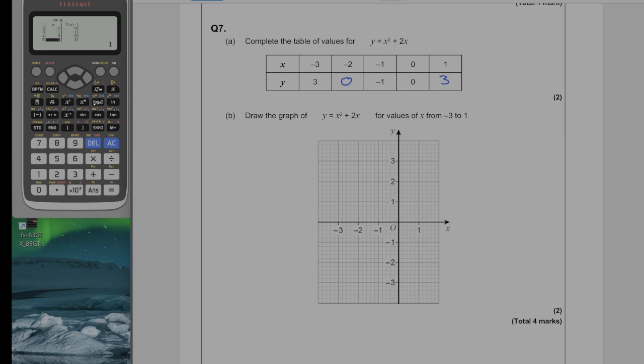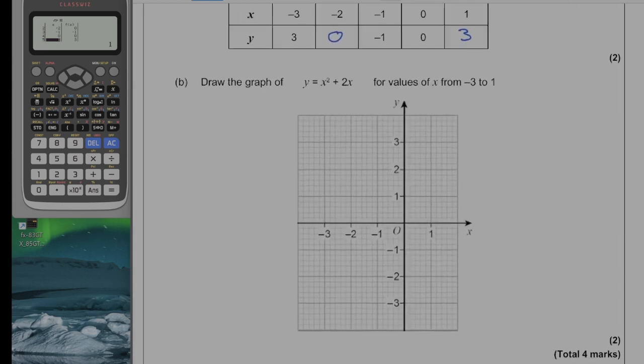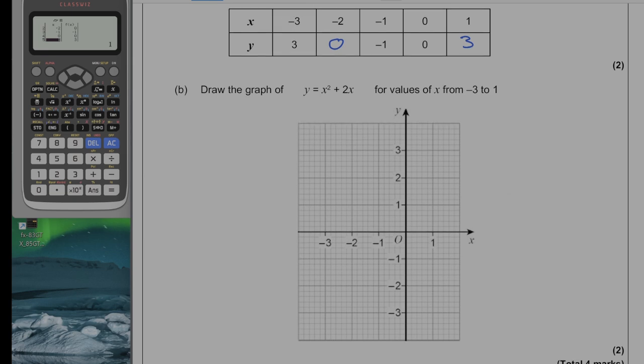Draw the graph for the values. So I'm going to make that slightly bigger just so I can do the coordinates. So -3, 3, -2, 0, -1, -1, 0, 0. Oh, I've gone completely out there. -1, -1, 0, 0, then 1, 3.